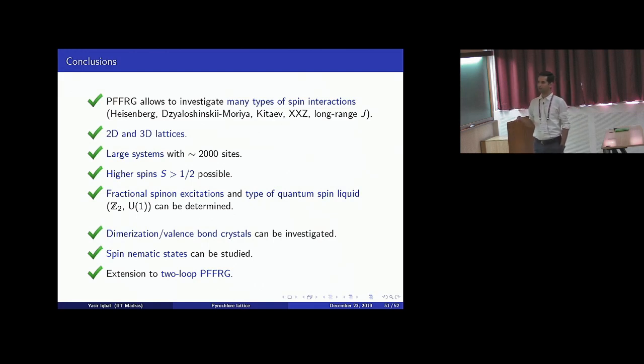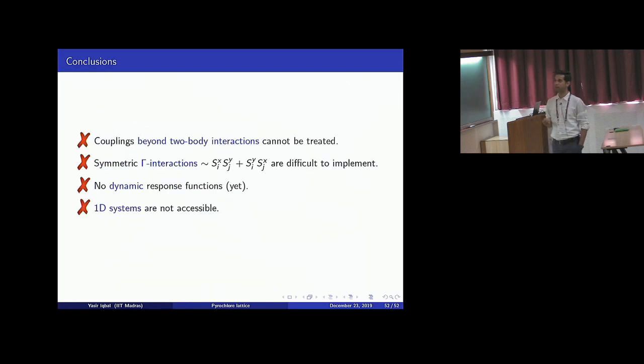Dimerization and valence bond crystals can be investigated, not in an unbiased way, because of course we don't have access to the dimer-dimer correlation, which will require higher point vertices, but via response functions. Spin nematic states can be studied. I didn't discuss it, but that's part of our paper. Again, via response functions, you break symmetry in spin space. You can go to higher loops. Now we are trying to develop a multi-loop FRG, which would try to incorporate or implement the Parquet approximation exactly.